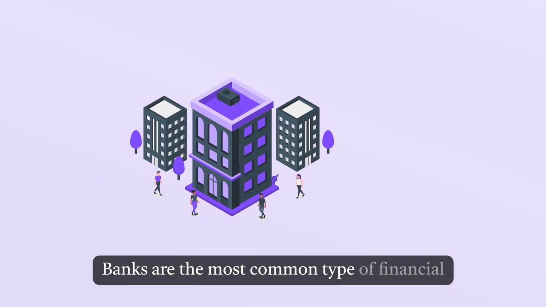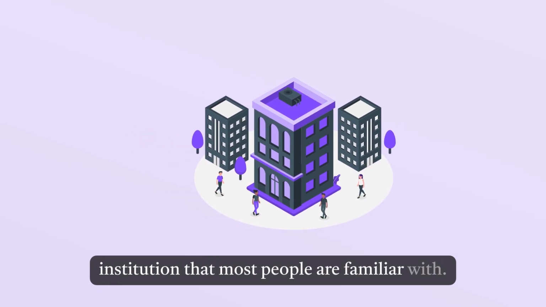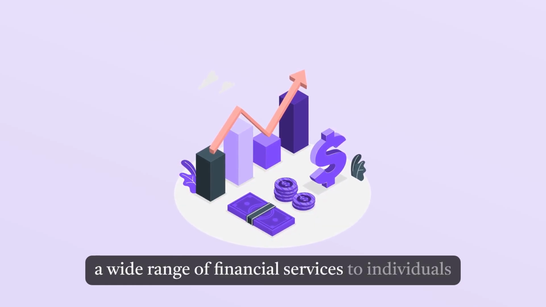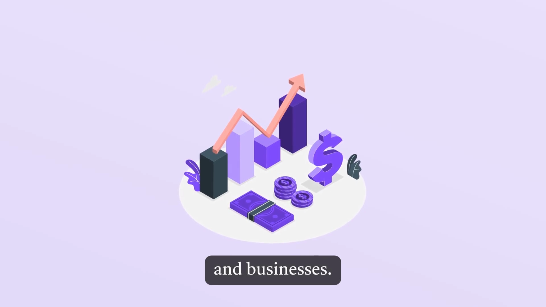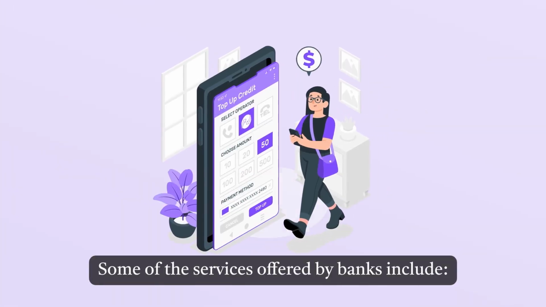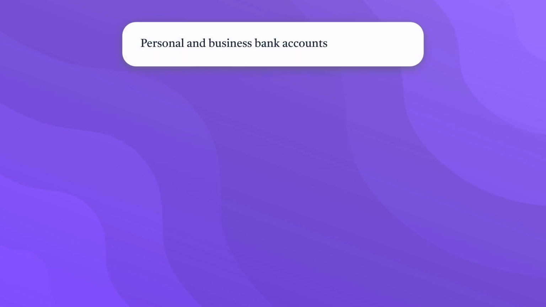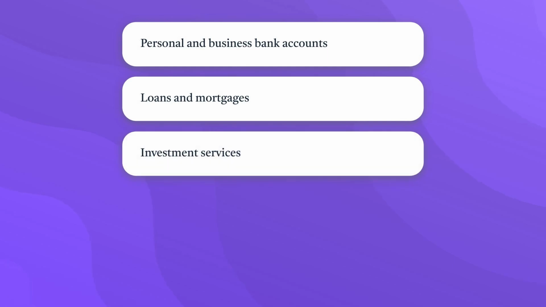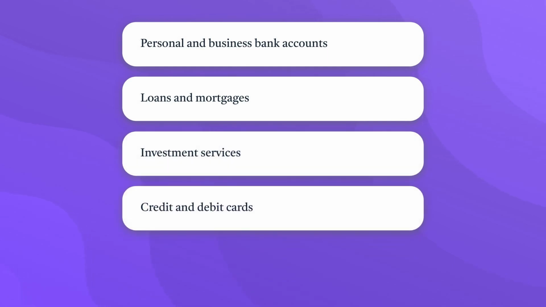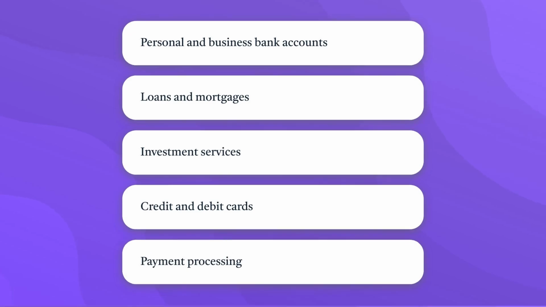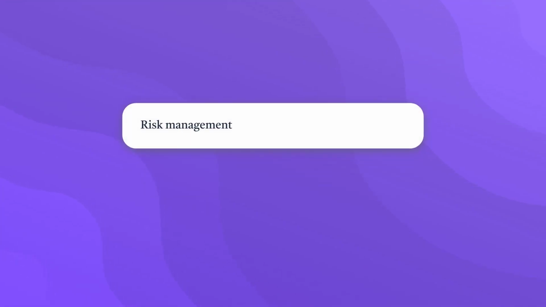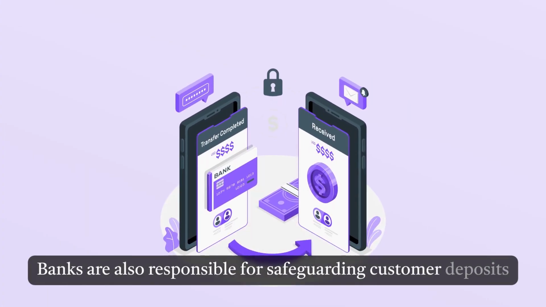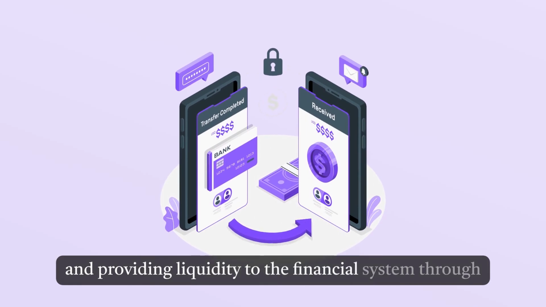Bank financial institutions. Banks are the most common type of financial institution that most people are familiar with. They are regulated by banking authorities and offer a wide range of financial services to individuals and businesses. Some of the services offered by banks include personal and business bank accounts, loans and mortgages, investment services, credit and debit cards, payment processing, risk management, treasury operations.